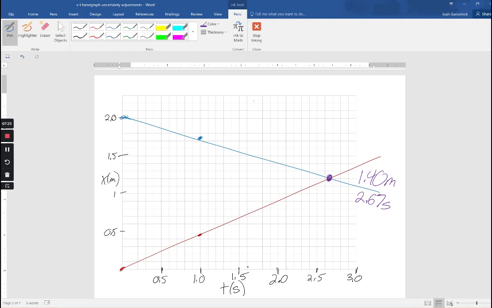But remember, the original answer that I predicted with my graph was somewhere around 1.3 meters and 2.8 seconds. Based on the uncertainty, maybe they could have met at 1.4 meters in 2.67 seconds because there's uncertainty in our timing. And that's the whole point. How does that affect our results? Okay? And that's the part of the lab where you're asked to regraph.